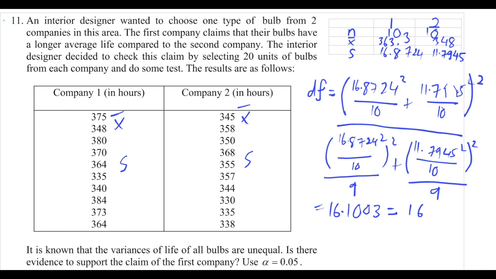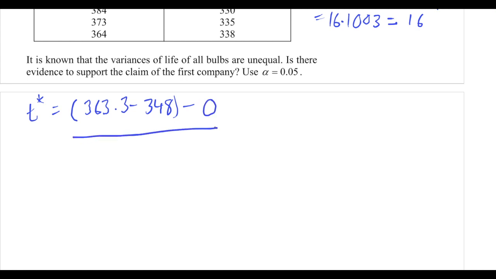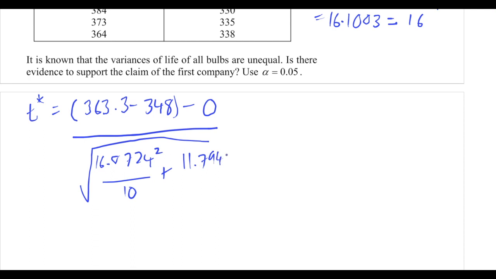And now the test statistic. We'll be using the T distribution. X bar 1 minus X bar 2 minus mu 1 minus mu 2 over square root of S1 square over N1 plus S2 square over N2. You would get 2.3503. Next is the rejection region.